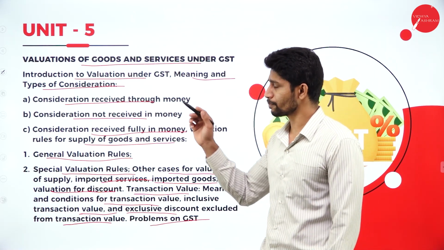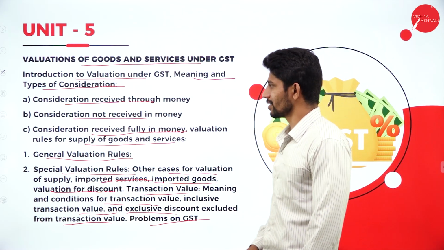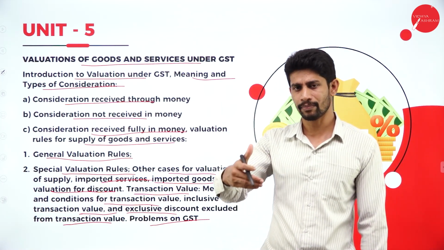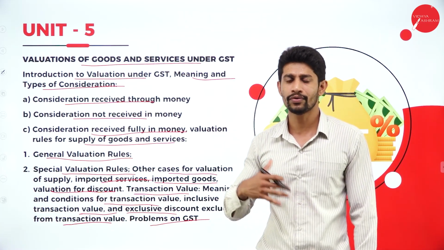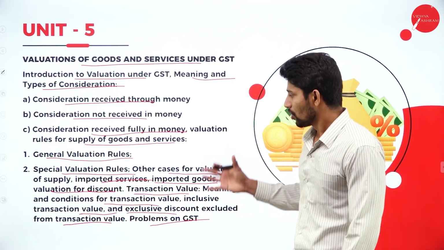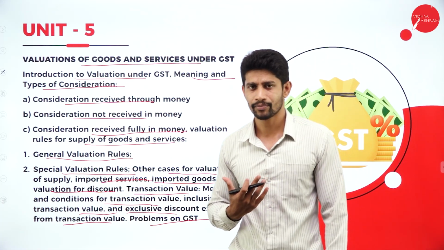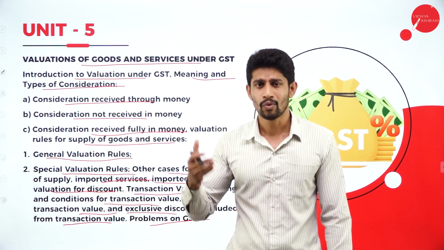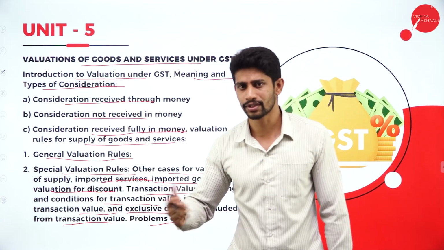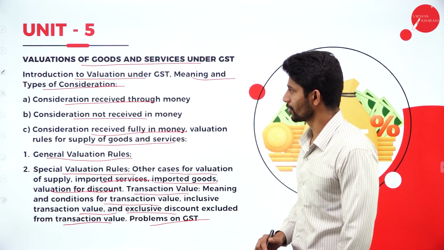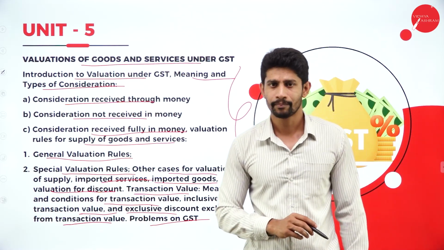So that means in this particular unit, unit number 5, you will be studying about what is consideration, and if consideration is completely or fully received in money or partially in money, how we are supposed to treat it, and what is this value of supply and how to compute the value of supply, how to solve the problems under value of supply, what all the items we are supposed to include and what all the items we are supposed to exclude with respect to computation of value of supply. About these many aspects you are going to study in unit number 5.